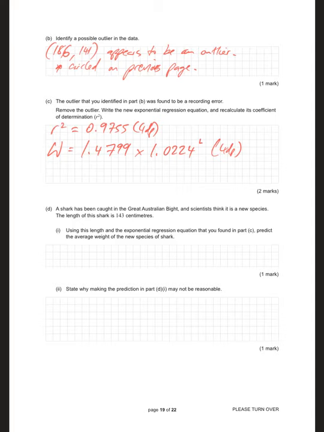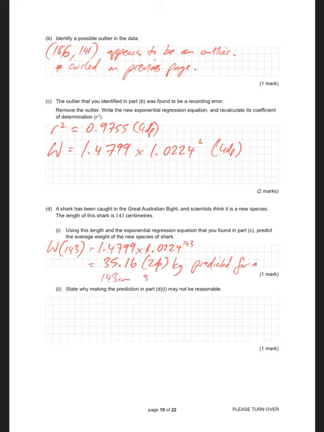A shark has been caught in the Great Australian Bight. They think it's a new species. The length is 143. Predict the average weight for that length. So W for a length of 143 is equal to 1.4799 times 1.0224 to the power of 143. Use BEDMAS: 1.0224 to the power of 143, times that by 1.4799, 35.16 to 2 decimal places, kilograms predicted for a 143 centimeter shark.